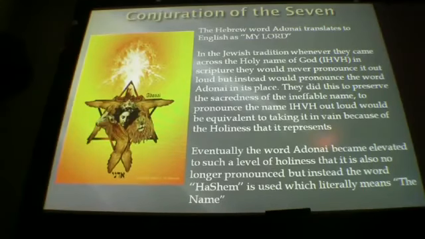Eventually the word Adonai became elevated to such a level of holiness that it is also no longer pronounced. Instead the word Hashem is used, which literally means the name. So now when they see Yod He Vav He in a service in the synagogue, they'll say Adonai. Outside of the synagogue, they won't even say Adonai because it's so holy now. They say Hashem. Hashem meaning the name. Ha is the, and Shem is the name.